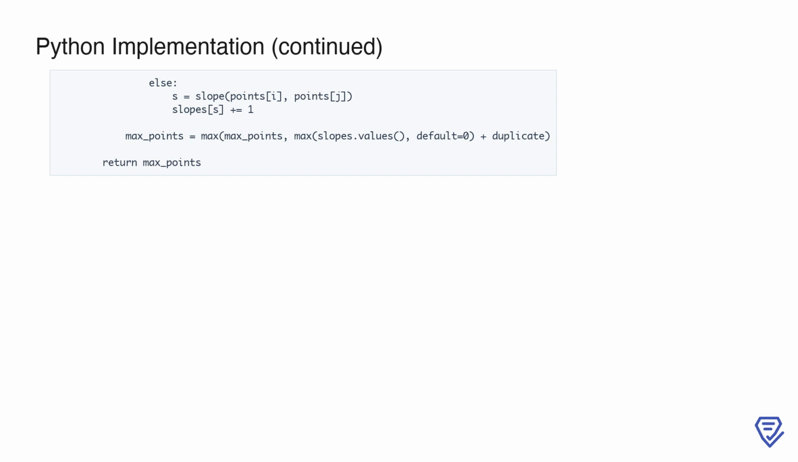Finally, after evaluating all points as potential starting points, the function returns max_points, which represents the maximum number of points that can lie on a single straight line.